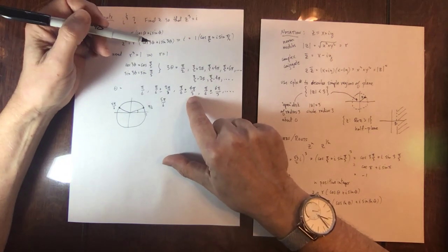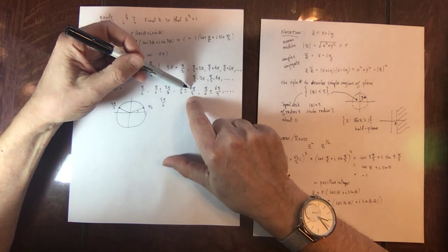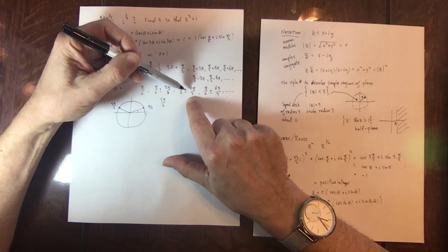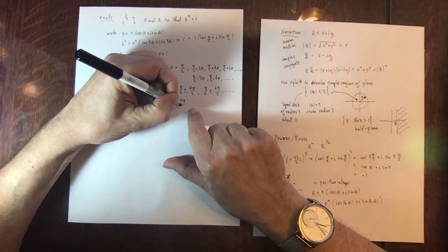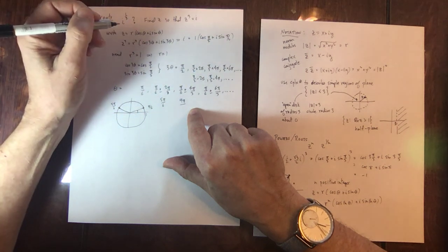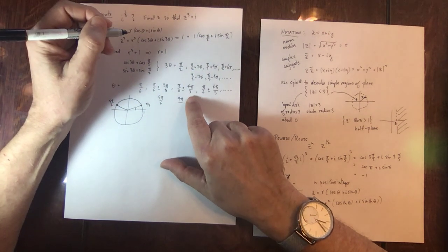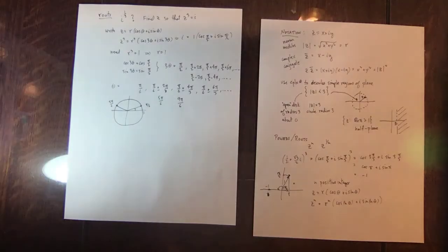And here, if I add 4 pi over 3, so that is 8 pi over 6. So we get 9 pi over 6. Did I do that right? Yes, 9 pi over 6. And 9 pi over 6 is what?